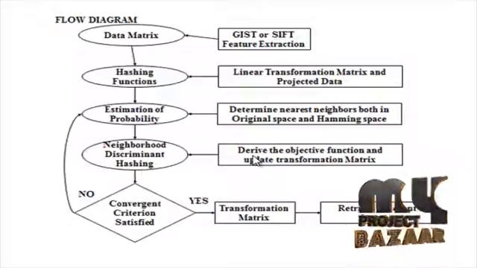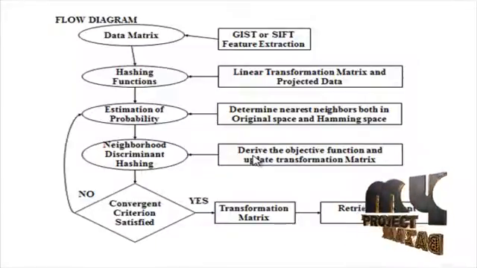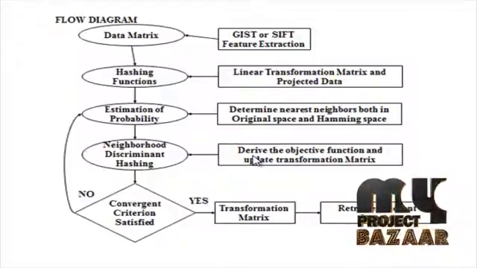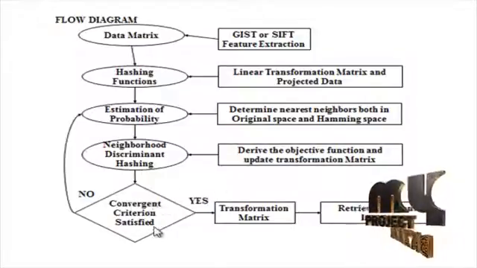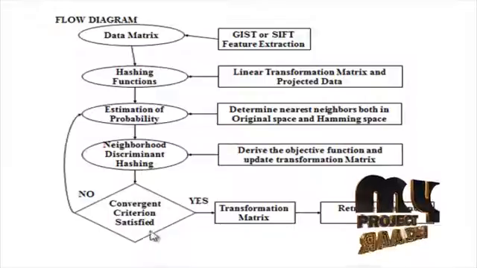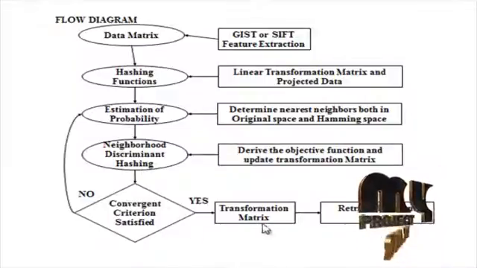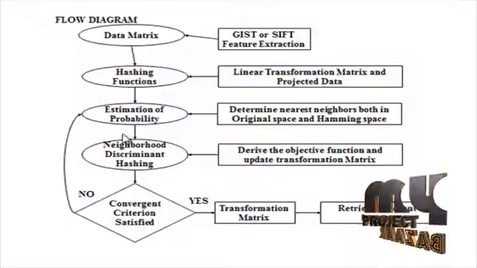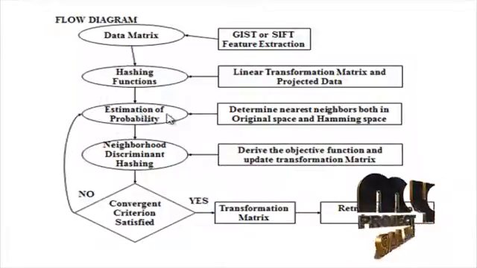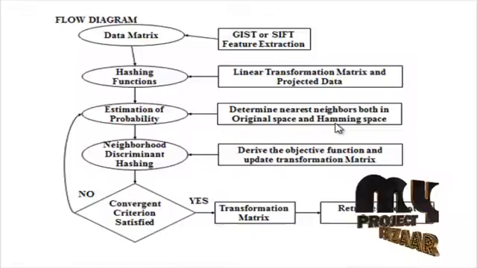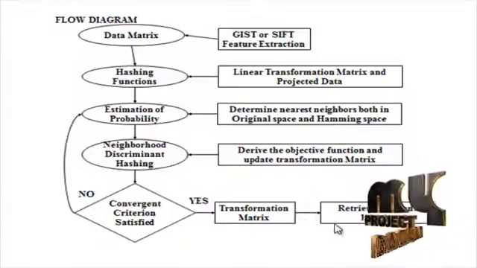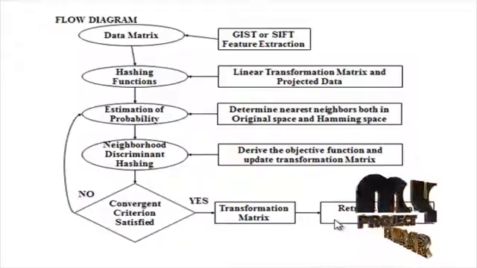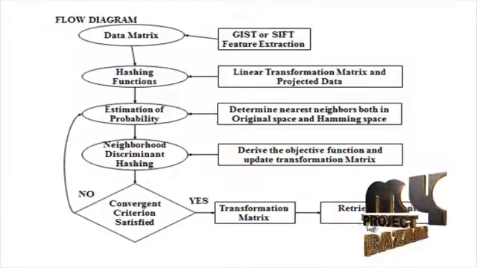Using the practical example of simultaneous word document clustering, it is demonstrated that our algorithm works well in practice. Next, if the convergence criterion is satisfied, then the transformation matrix is updated. If not, then we have to once again estimate the probability using nearest neighbor, and finally we obtain the result of the transformation matrix. Based on the transformation matrix, we retrieve the relevant images.